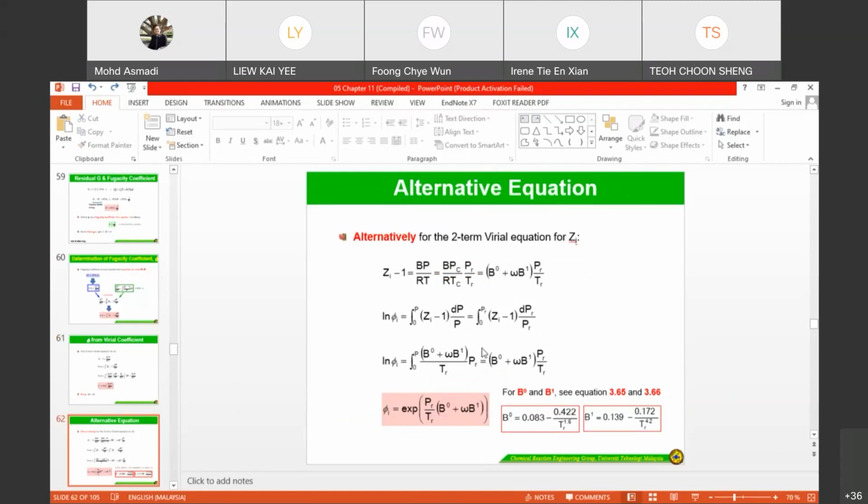So we substitute with B naught plus omega B prime. Just use those equations and substitute, so you can calculate fugacity coefficients. B0 and B1 are already provided. So just substitute TR into this equation, so you can calculate the fugacity coefficient. So that is the two-term virial, for low to moderate pressure. This is one method.